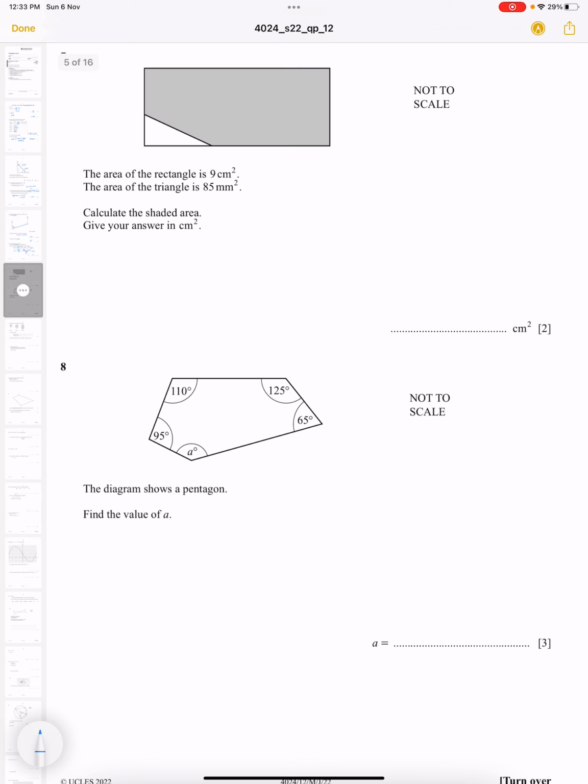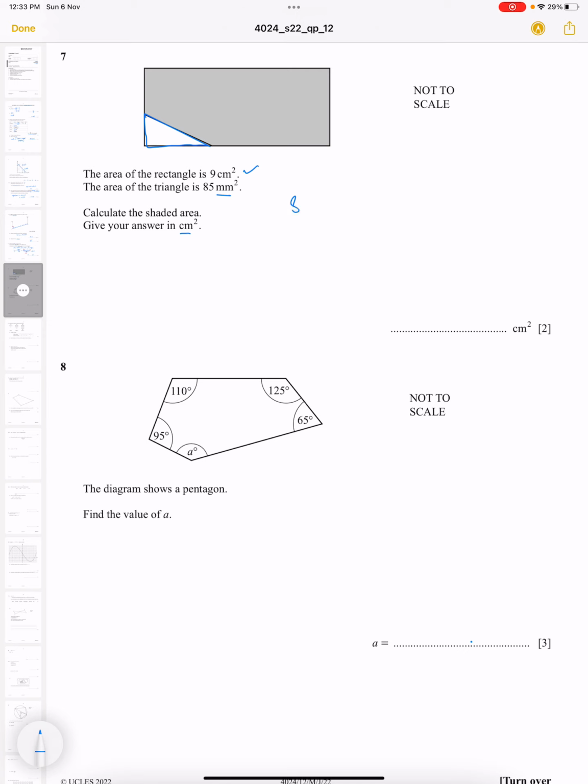Next question. The area of a rectangle is 9 centimeters square. The area of the triangle, which is unshaded here, is 85 millimeters square. We have to calculate the shaded area. So definitely we will subtract both of these areas, and you have to give the answer in centimeter square.